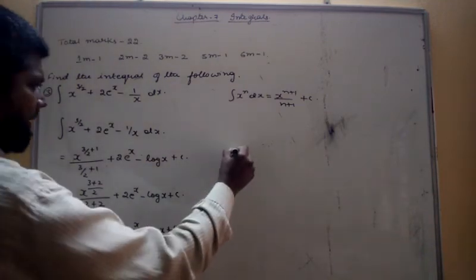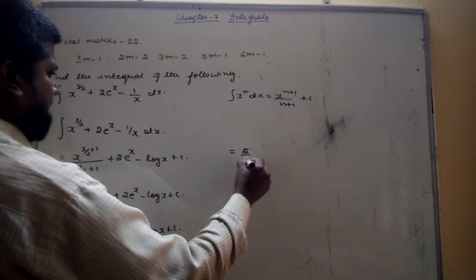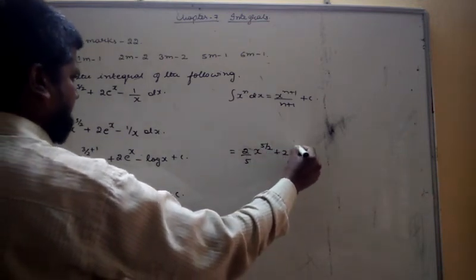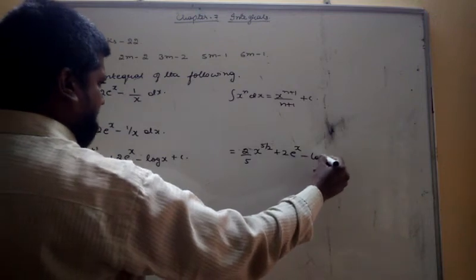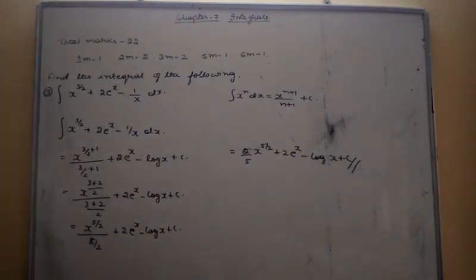Then we can shift the 2 to the numerator: 2 by 5 x to the power of 5/2 plus 2e to the power of x minus log x plus c. So this is the answer. Okay, let us solve the problems.